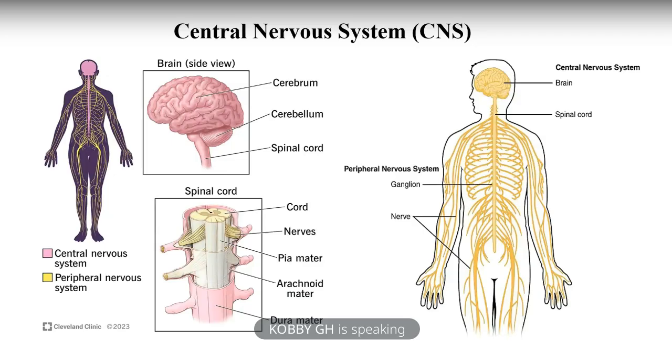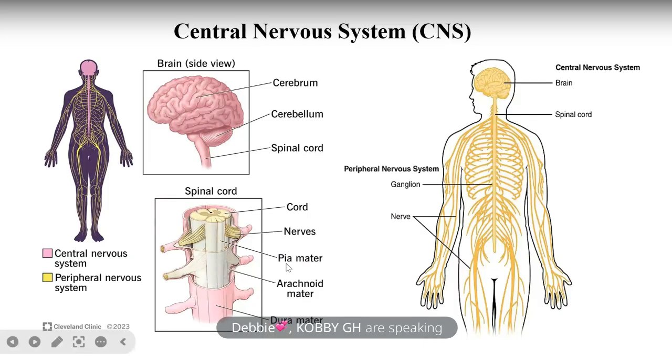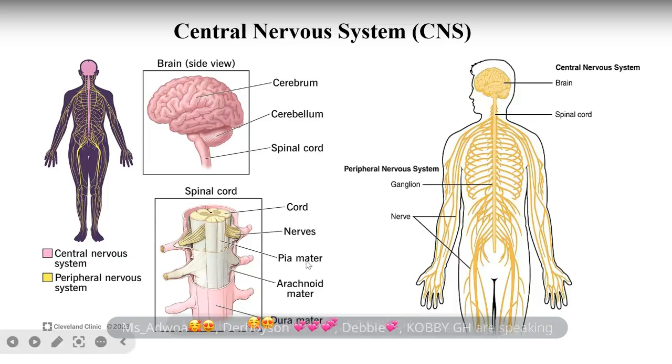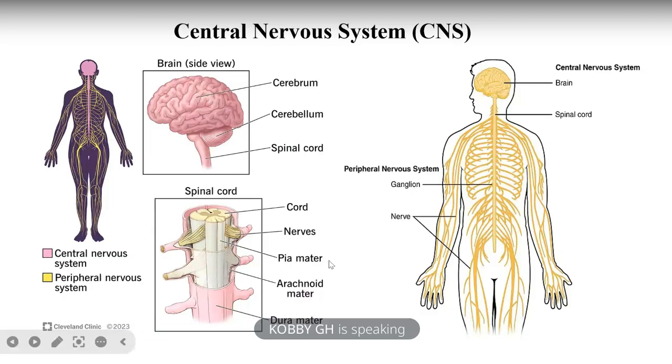Now, just around the brain, we have a membrane. The first layer of membrane around the brain and spinal cord, we call it pia mater. Say pia mater. Pia mater. That is the first layer around the brain and spinal cord.